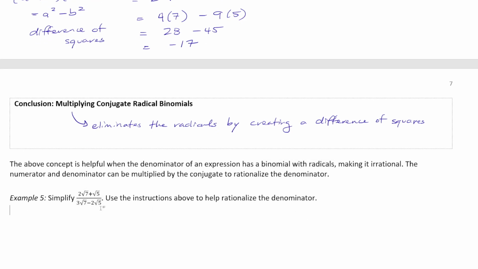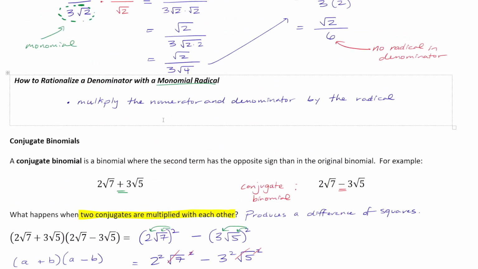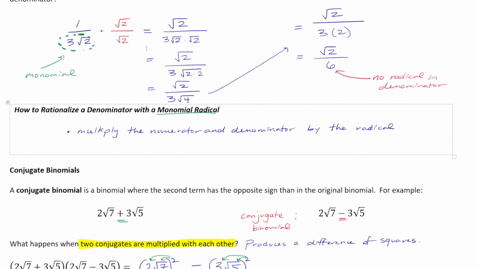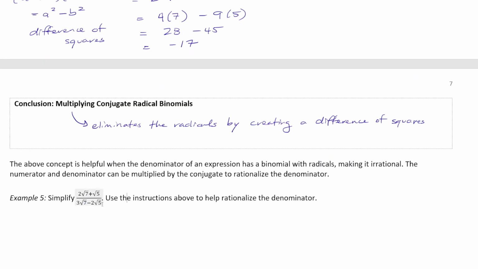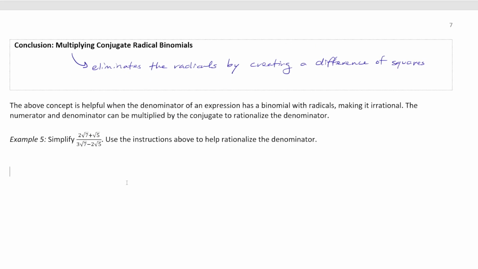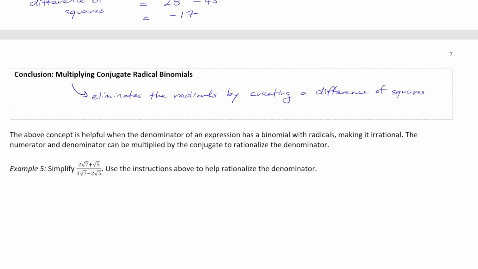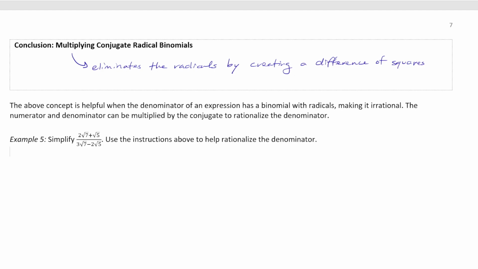So if we see this fraction right here, this is not an acceptable fraction because we have radicals in the denominator. We cannot apply the monomial approach since the denominator is not a monomial. The denominator is a binomial. We have two terms. So what are we going to do? We are going to use the instructions above to help rationalize the denominator. We are going to multiply by the conjugate binomial here.